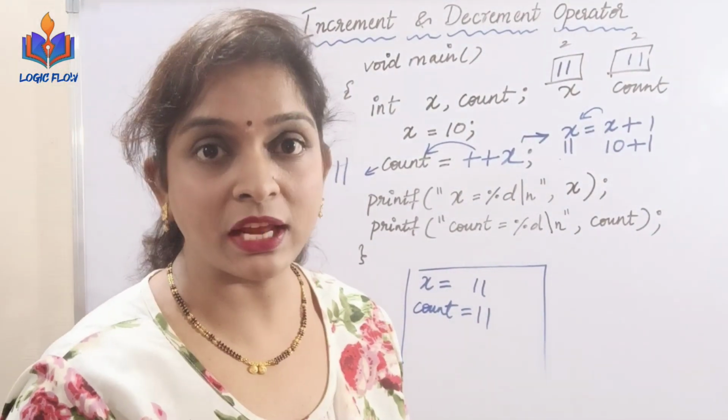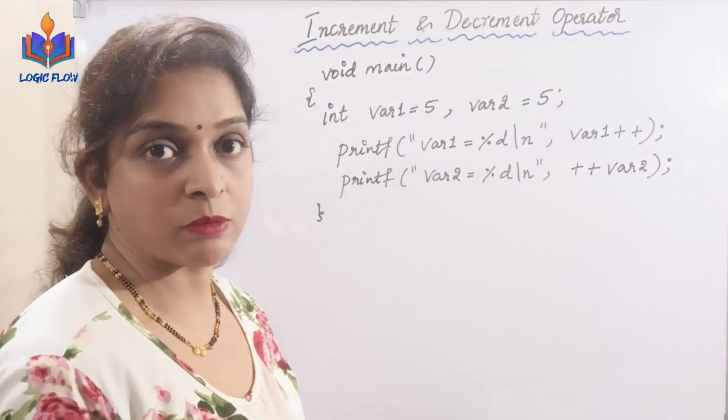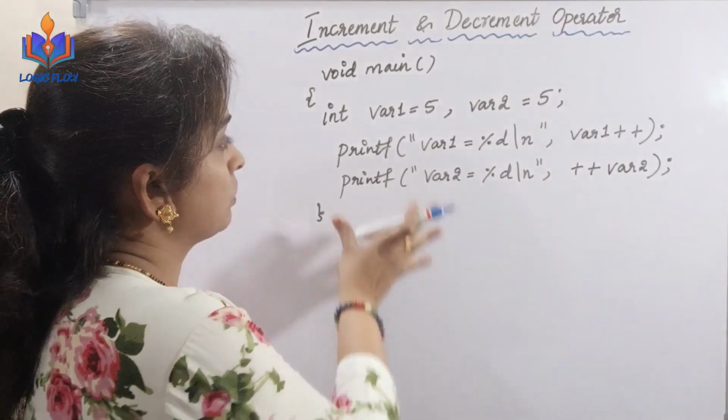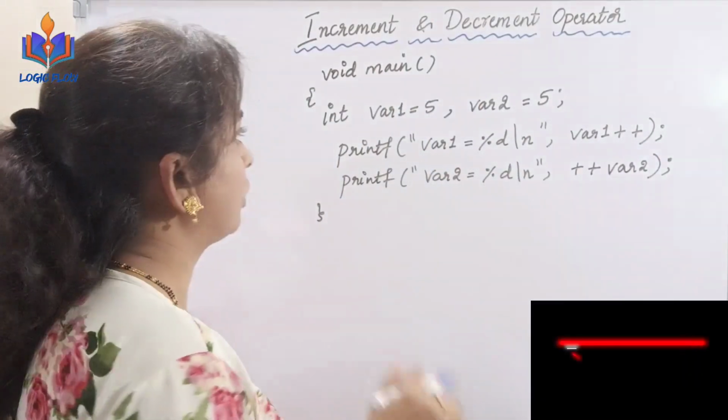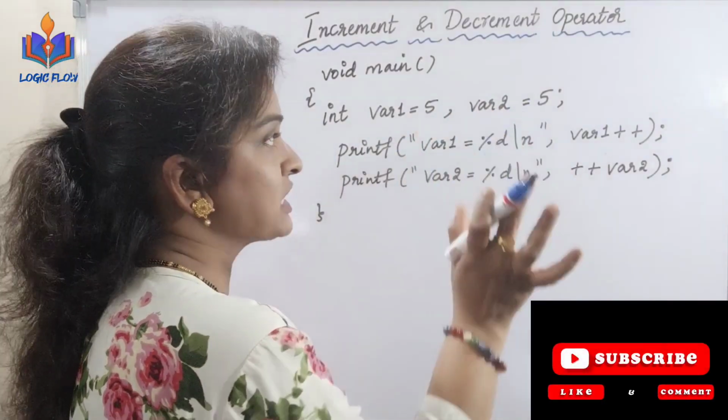Let me give you one more example with this prefix and postfix. So here you have one more example. Please add those #includes and all. So we have the main function. We have two variables declared and we have initialized the values also.